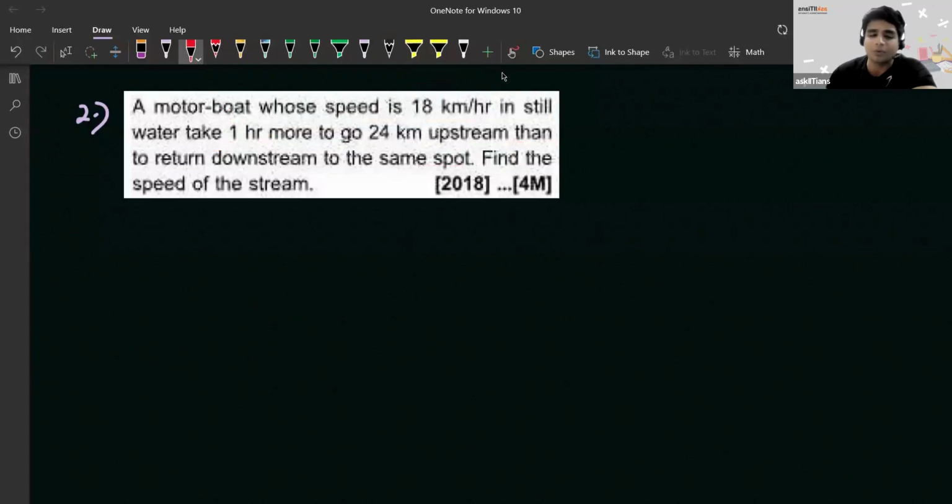Okay, so what are you going to do? You are going to let the speed of the stream be x. Okay, and you'll be able to get the answer. Very easy question, everyone. A question of upstream and downstream is going to come. Either it will come in pair of linear equations in two variables, or it is going to come as a quadratic problem, right? So it is going to come one way or the other. They love upstream, downstream.